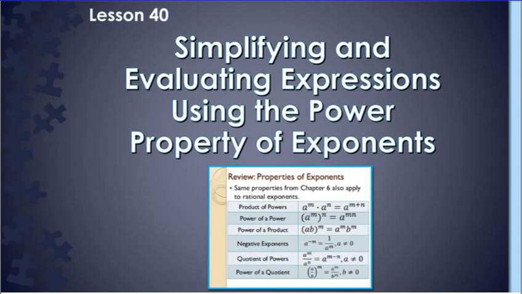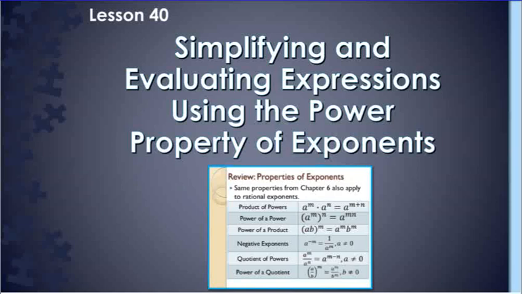Lesson 40, simplifying and evaluating expressions using the power property of exponents. So this lesson is a review of some of the properties we've already gone through with exponents. Remember, when we multiply like bases, you add the exponents. When you divide like bases, you subtract the exponents.